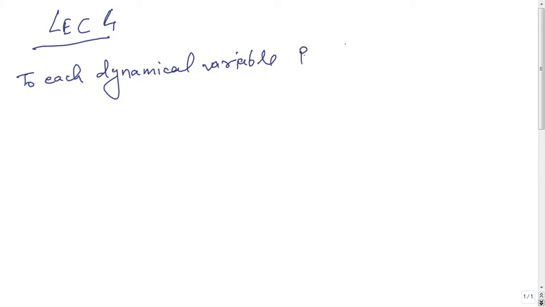So the statement goes as follows. It says to each dynamical variable, which is a physical concept like momentum, energy, temperature, etc., there corresponds a Hermitian operator, and the possible values of dynamical variables are eigenvalues of the operator.